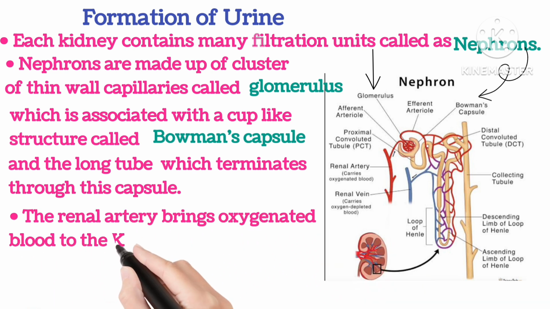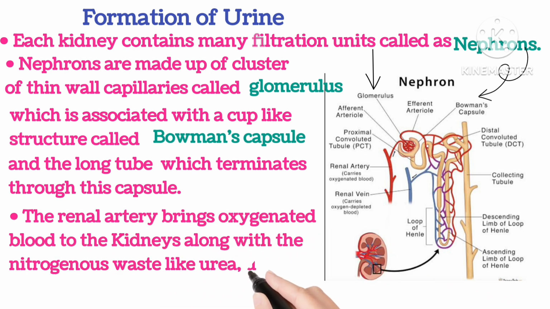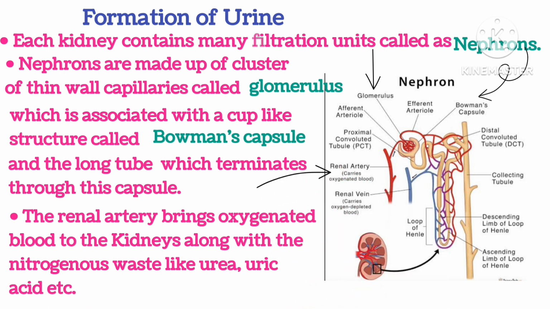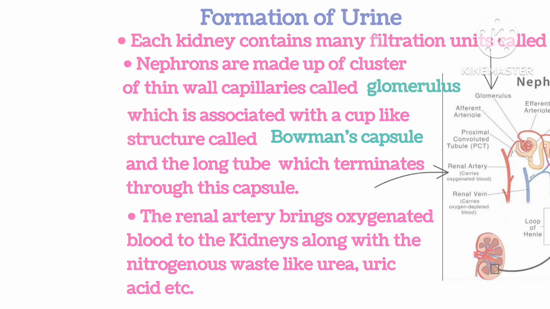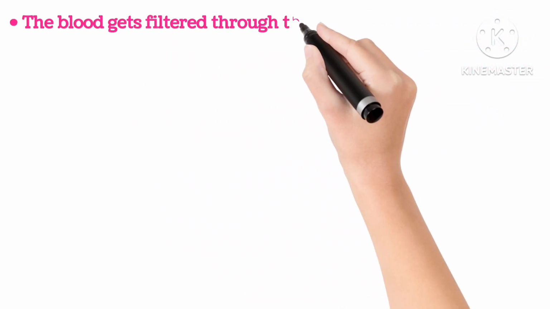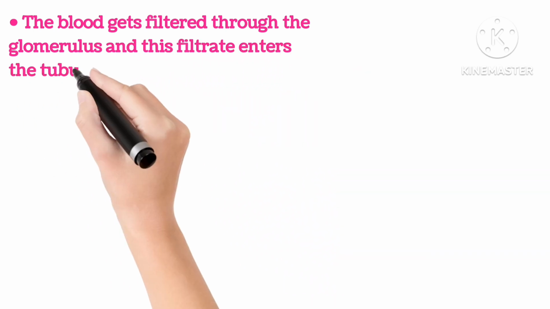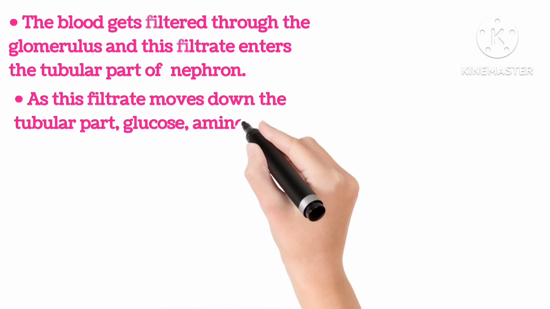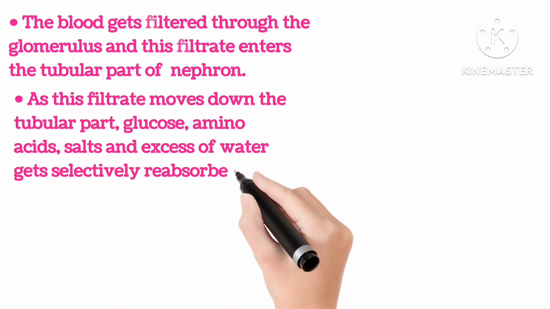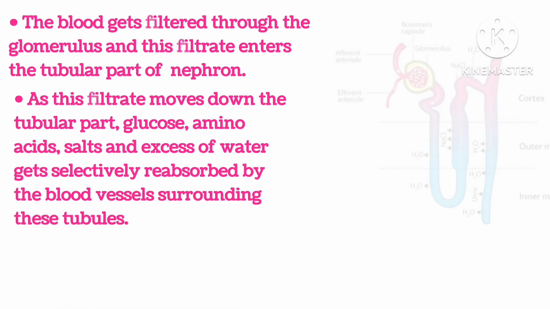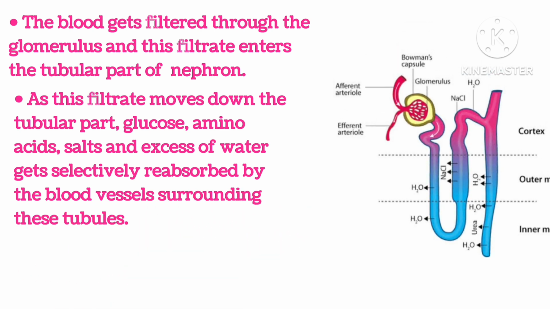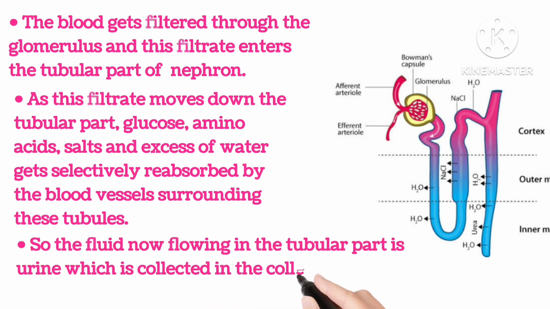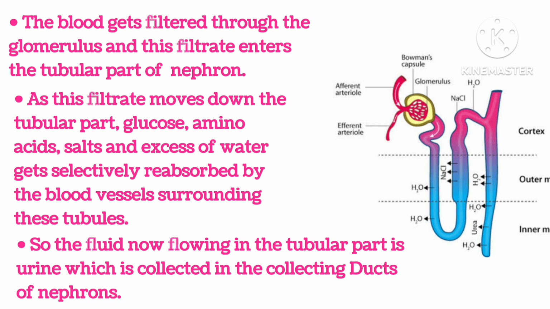The renal artery brings oxygenated blood to the kidney along with the nitrogenous waste like urea, uric acid, etc. The blood gets filtered through the glomerulus and this filtrate enters the tubular part of the nephron. As this filtrate moves down the tubular part, glucose, amino acids, salt, and excess water get selectively reabsorbed by the blood vessels surrounding these tubules. So the fluid now flowing in the tubular part is urine, which is collected in the collecting ducts of the nephron.